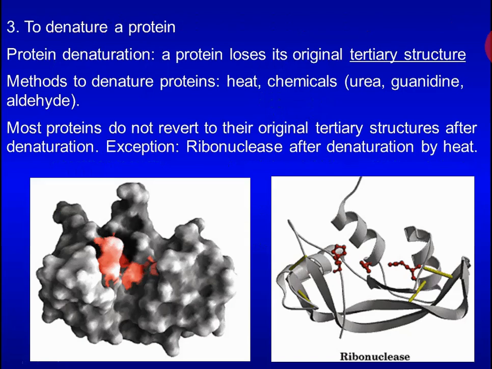On the other hand, protein can be denatured. After a protein is denatured, it loses its original tertiary structure. Methods to denature proteins include physical methods and chemical methods. Most proteins do not reverse to their original tertiary structures after denaturation, except ribonuclease.